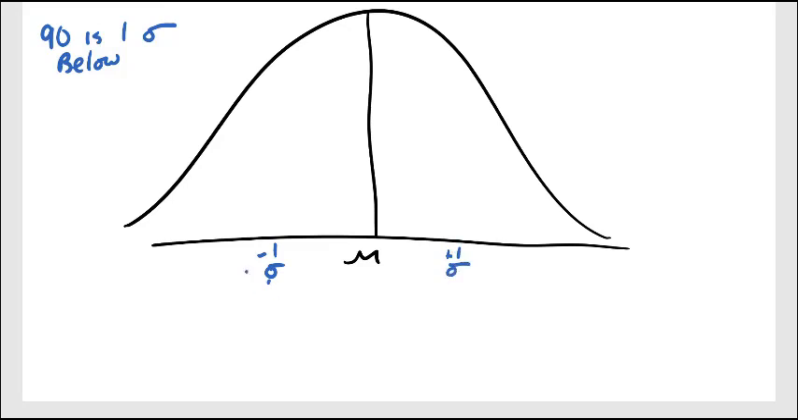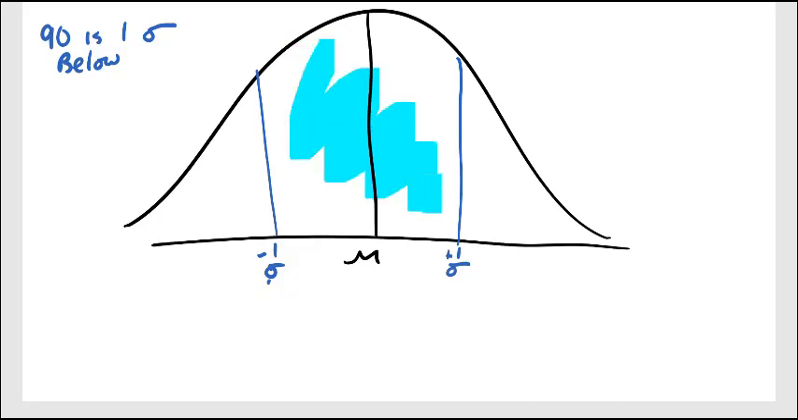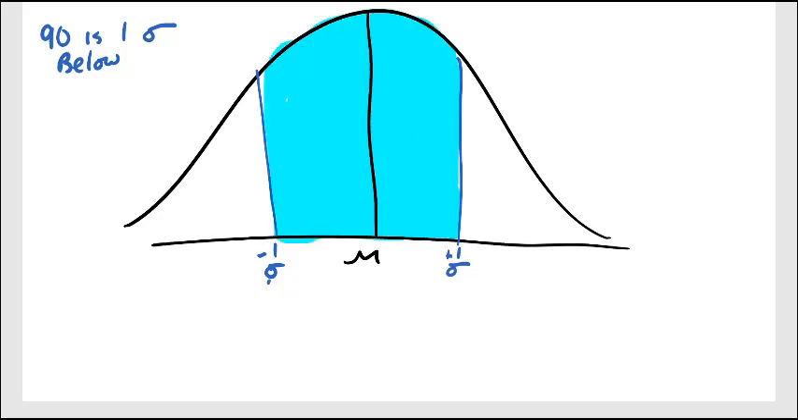Now that minus 1 standard deviation we just calculated corresponds to my score of 90. 90 was 10 units or 1 standard deviation below the mean. So here's what I've got here. Empirical rule tells me this area right here, that area is 68%, between 1 standard deviation below and 1 standard deviation above.